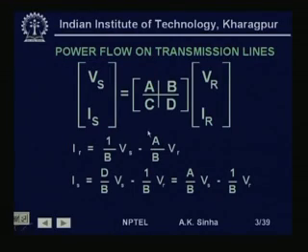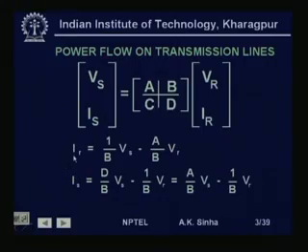Now, we will try to develop the power flow relationship for this system. We have already developed the relationship using the ABCD parameters for the transmission line as Vs, Is equal to ABCD times Vr, Ir, that is, the sending end voltage and current in terms of the receiving end voltage and current. If we solve these equations for the sending end and receiving end currents, we get the receiving end current Ir is equal to 1 by B Vs minus A by B Vr, and Is is equal to D by B Vs minus 1 by B Vr.